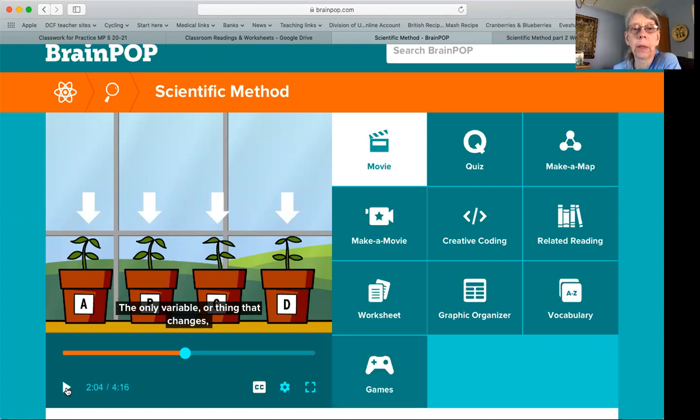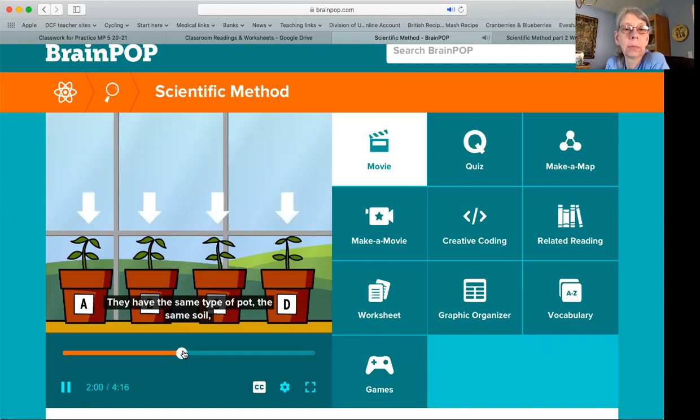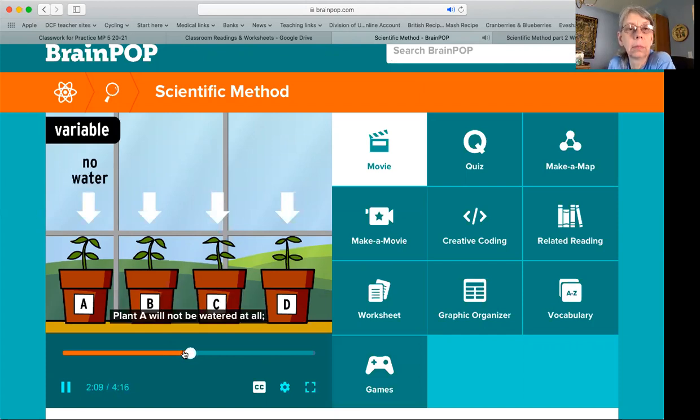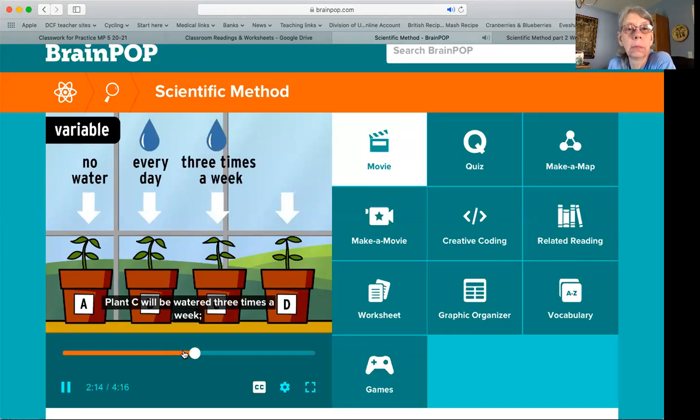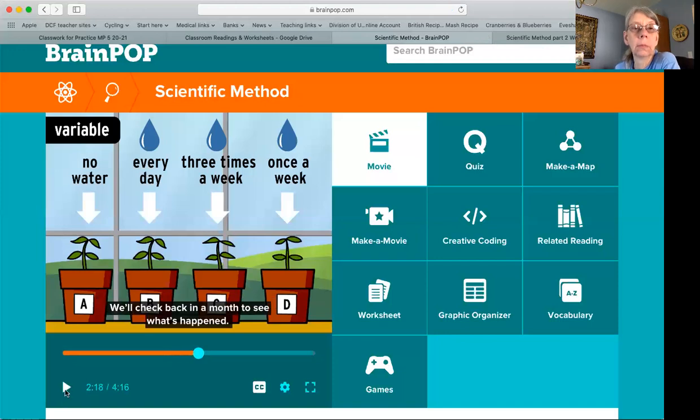Okay, now let's see what's going on. Variable, or thing that changes. All right, let's go back and hear that again. Fig plants marked A, B, C, and D. They have the same type of pot, the same soil, and they're getting the same amount of sunlight. The only variable, or thing that changes, will be the amount of water they receive. Plant A will not be watered at all. Plant B will be watered every day. Plant C will be watered 3 times a week. And plant D will be watered just once a week. We'll check back in a month to see what's happened.